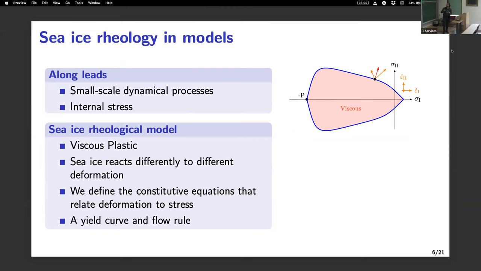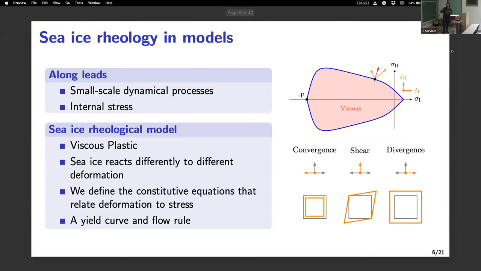And we define on the yield curve what we call a flow rule. So that's the direction of the deformation. Is it going to be in convergence or divergence, and how much in shear? So it can be all the way in between. And when we write the constitutive equation, the flow rule can be normal, as the red arrow, or it can be non-normal, like the two orange arrows that you can see here.